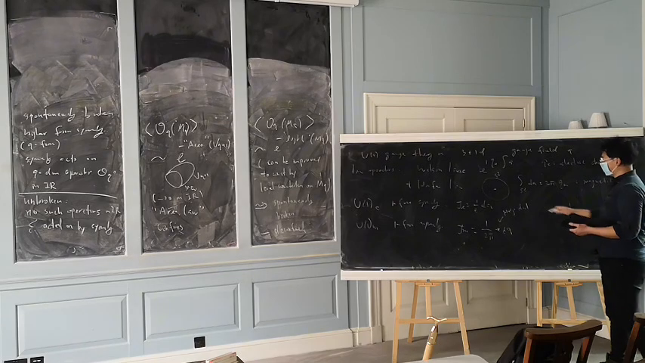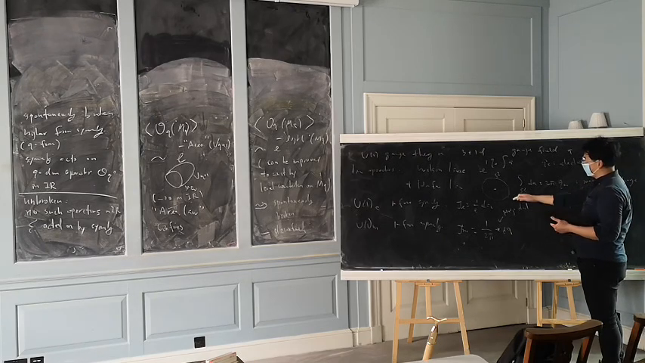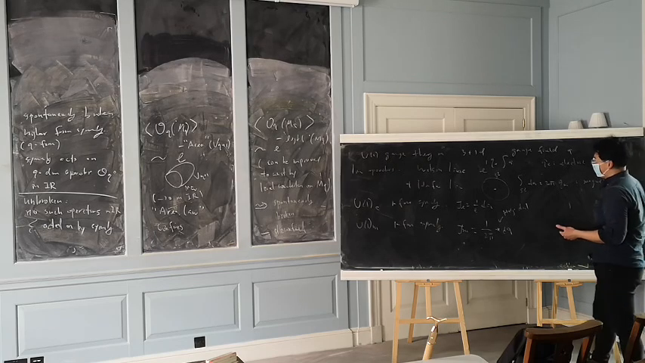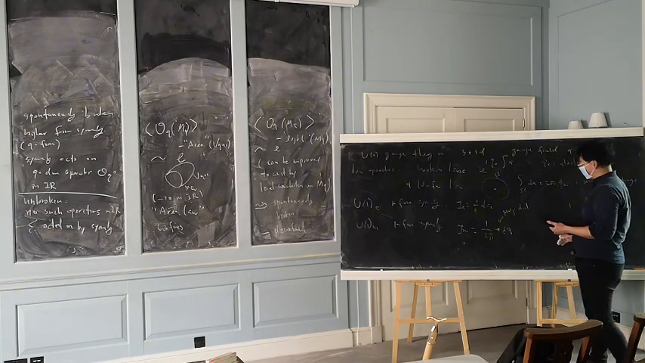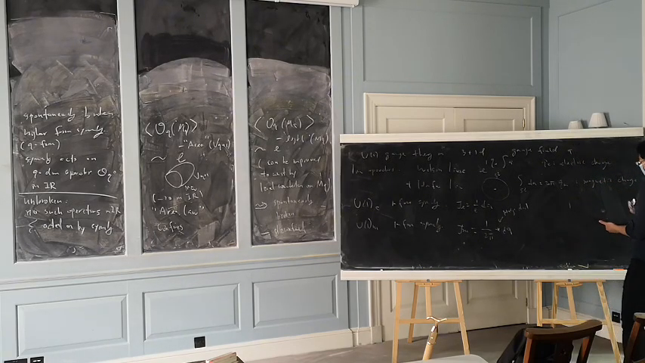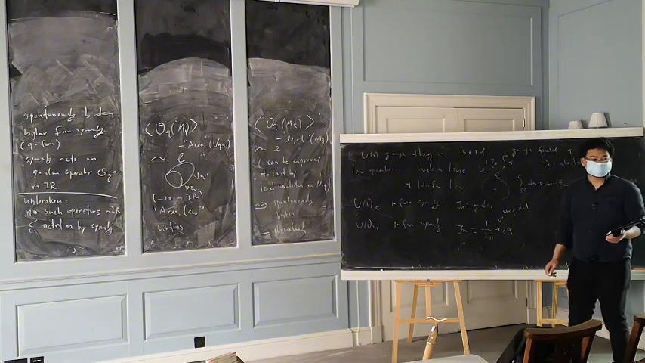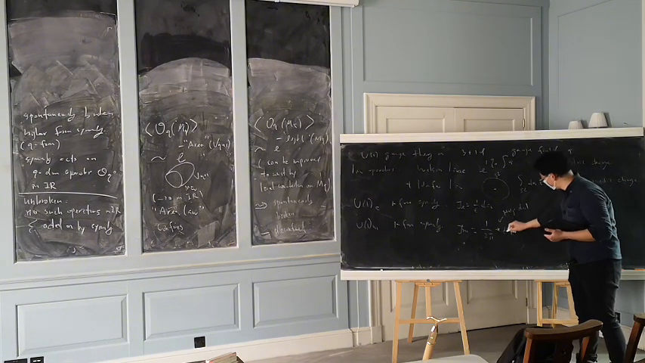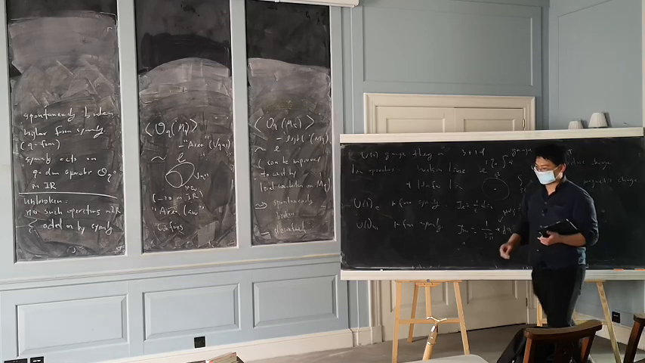And so the current for the electric one-form symmetry is conserved by the equation of motion, while the current for the magnetic one-form symmetry is conserved for a topological reason, by the Bianchi identity. Okay. So what is the magnetic current? Oh, this is dA.